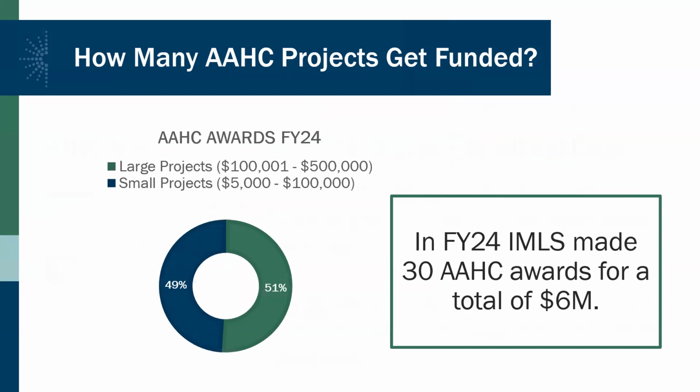The amount of applications received and the amount of awards made can vary from year to year. Here is a snapshot of our most recent application and award cycle. In fiscal year 24, IMLS made 30 AAHC awards with a total of $6 million in federal funds. We received 61 eligible AAHC applications last year, resulting in 49% of those applications being funded. About 51% of those awards were for large projects, with the remaining 49% being small projects. The average amount of federal funds for each project was about $171,000.